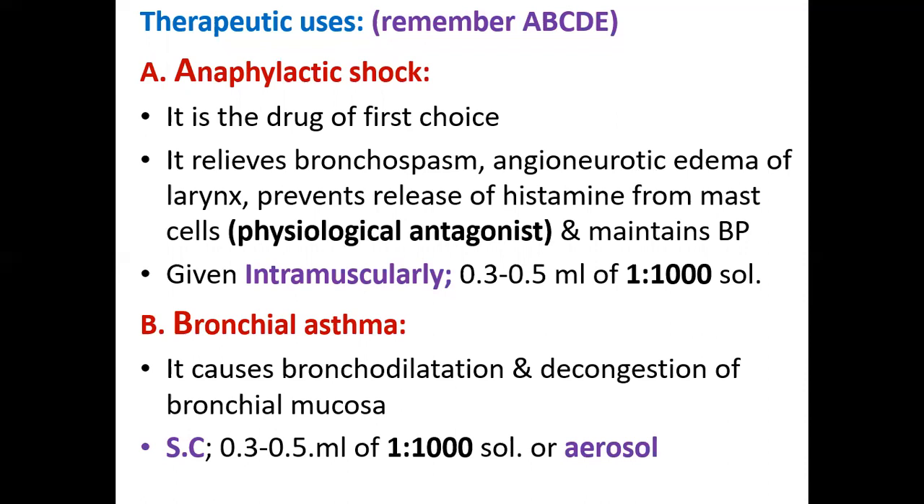So you just remember A, B, C, D, E. These are the therapeutic uses of adrenaline. A is anaphylactic shock and a drug of choice, and it relieves mainly bronchospasm, angioneurotic edema of the larynx, prevents release of histamine from mast cells, and maintains blood pressure. Given intramuscularly, 0.3 to 0.5 ml of 1 in 1000 solution.